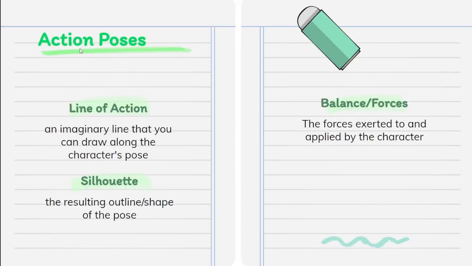From what I've learned and observed, action poses have at least three elements that will help you make an impactful, understandable, and easy to follow action pose. The most notable of these components are the following: the line of action, which is an imaginary line that you can draw along the character's pose, the silhouette, the resulting outline or shape of the pose, and the balance and forces, which is the forces exerted to your character or applied by your character.